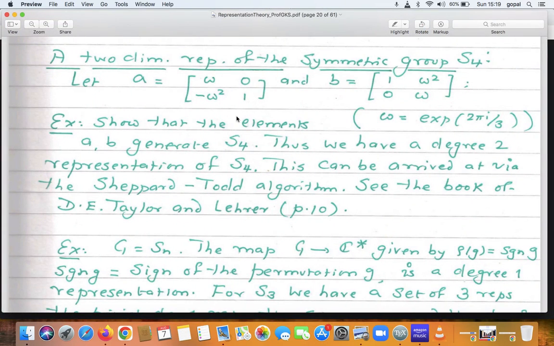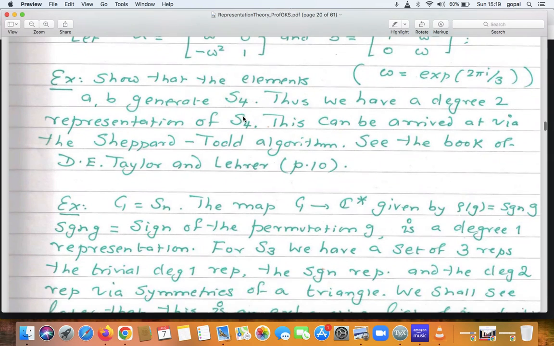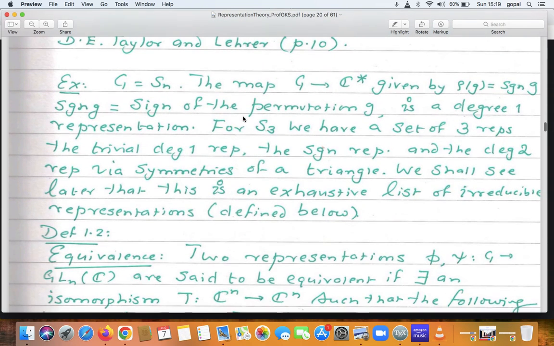Okay. And again, for the symmetric group S4, we got the trivial degree 1 representation where everything goes to the number 1 in C star, and the sign of a permutation. That also gives you another degree 1 representation. We got a degree 2 representation. We are also going to get other representations of degree 3, but we'll wait for some time before we see the degree 3 representation.